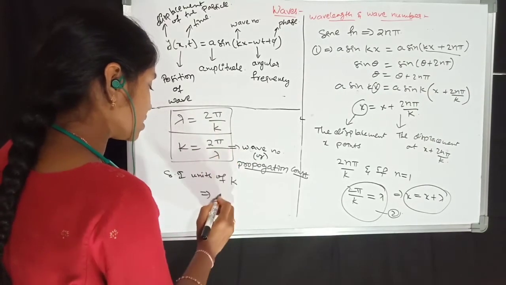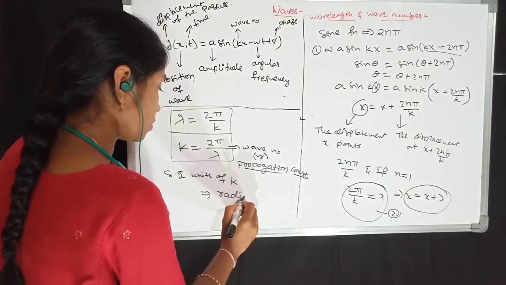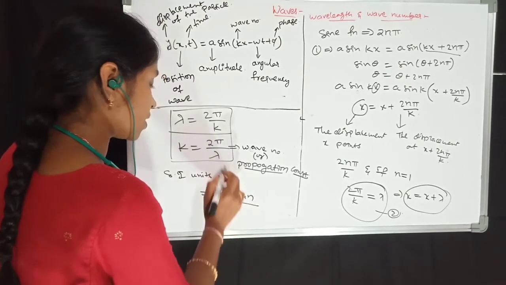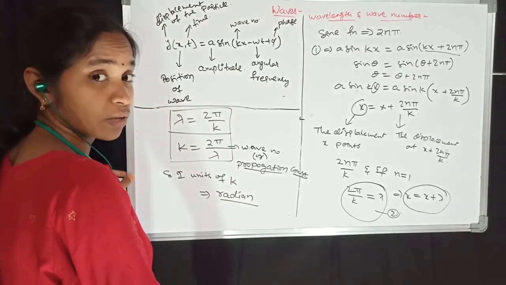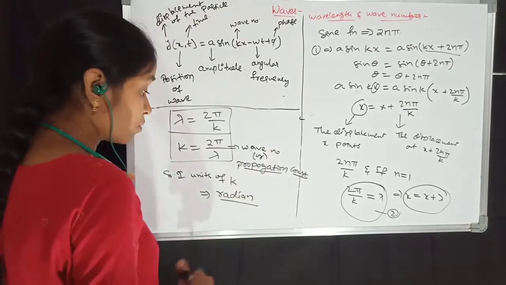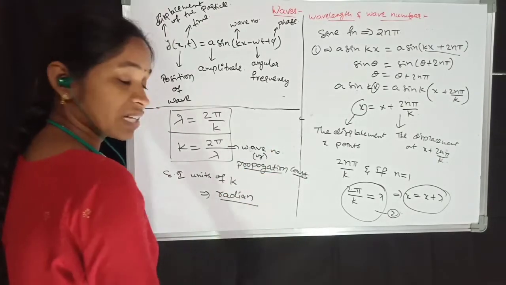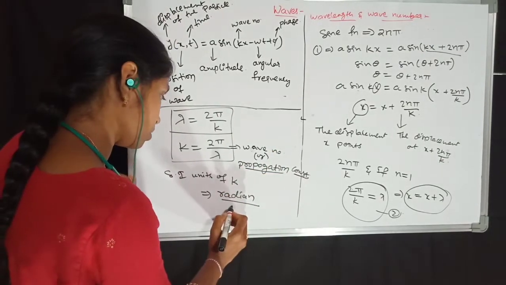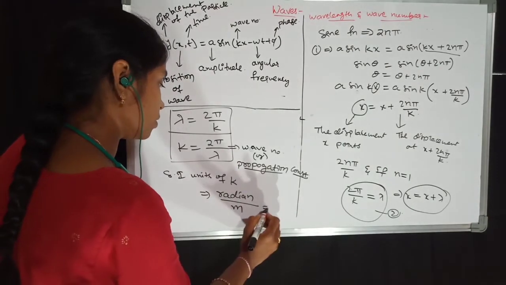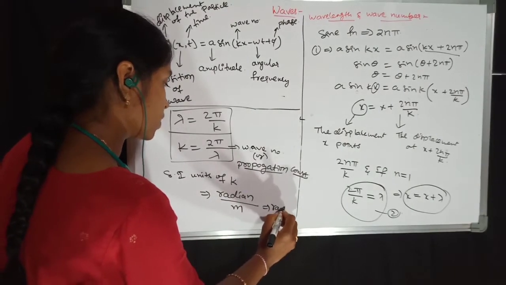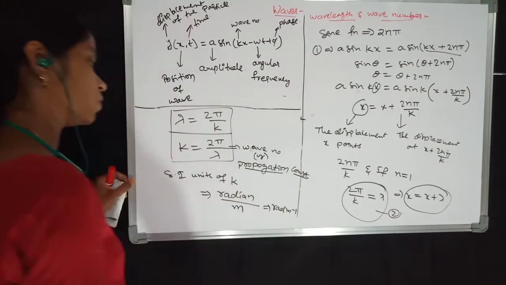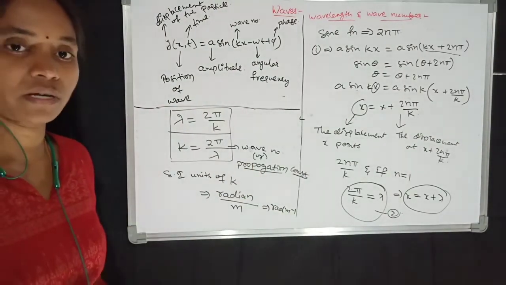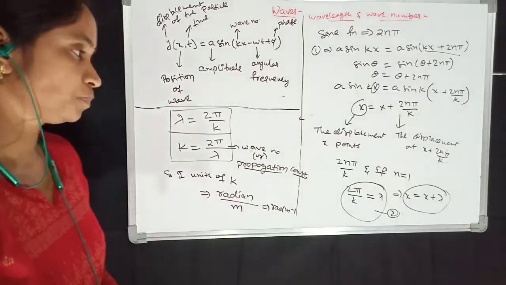The SI unit of this propagation constant: the unit for 2 pi is radian, and for lambda, which is nothing but wavelength, it's a length. We can measure the length in meters, right? Therefore, the units are radian per meter for this propagation constant. These are the SI units.